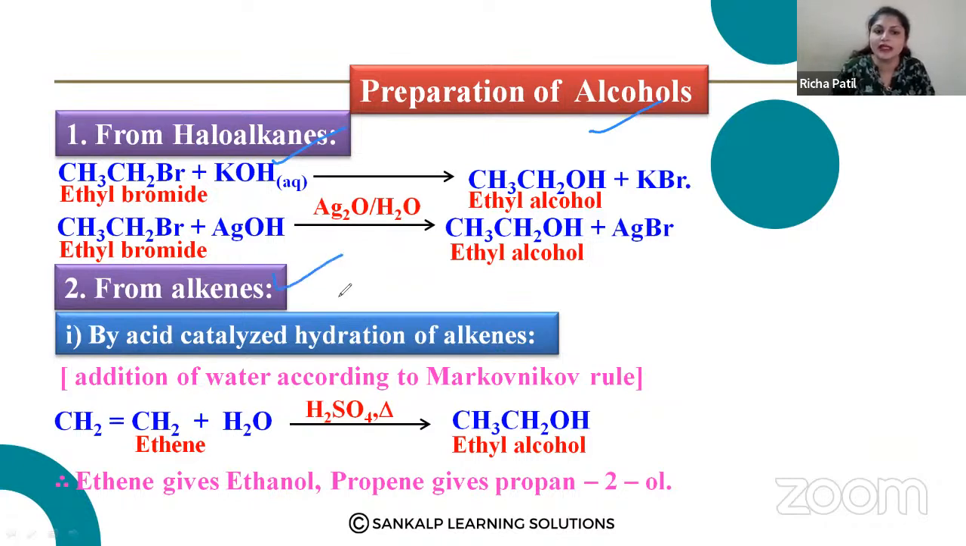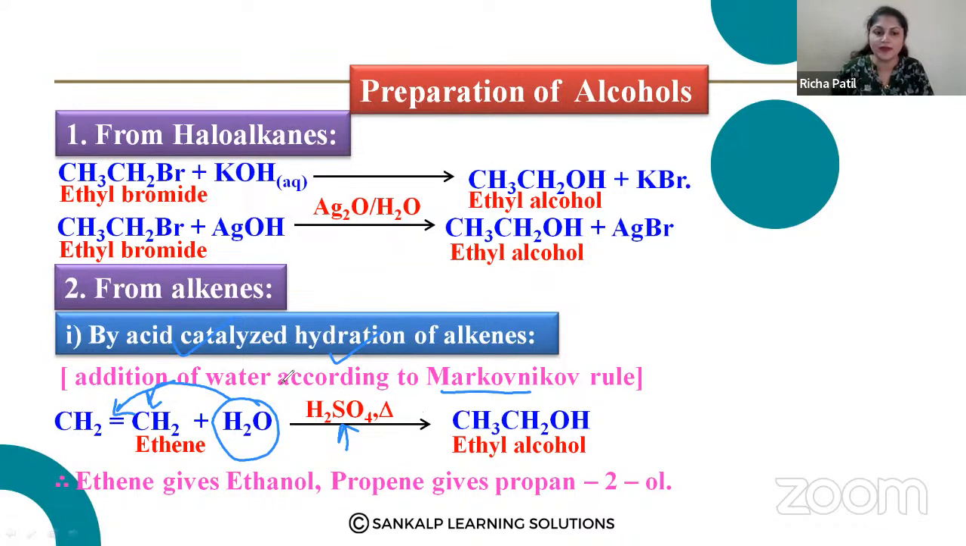Second is from alkenes. Here it is acid catalyzed hydration of alkene. You know Markovnikov's rule, right? So this will follow Markovnikov's rule: addition of water across the double bond will be according to Markovnikov's rule. So what is done? Ethene is taken. It is treated with water in the presence of H2SO4, hydration of alkene. Acid catalyzed reaction means it is undergoing hydration in the presence of acid, which is concentrated H2SO4.